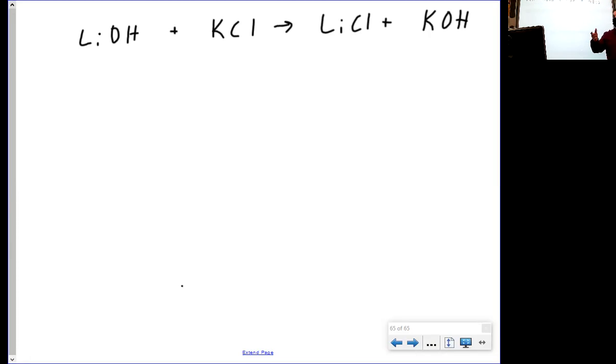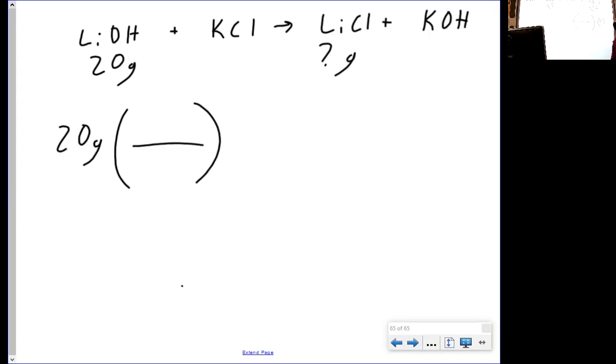So it says I began this reaction with 20 grams of lithium hydroxide. What is my theoretical yield of lithium chloride? The only thing we've changed is that instead of asking how much lithium chloride I'm going to make, it now asks what is my theoretical yield. You just change the word. How you do it is exactly the same. 20 grams of lithium hydroxide. First thing I'm going to do is change that grams of lithium hydroxide to moles. Grams on the bottom, moles on top.